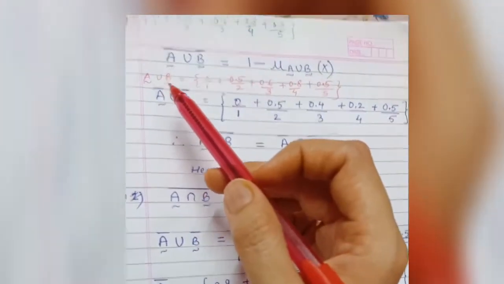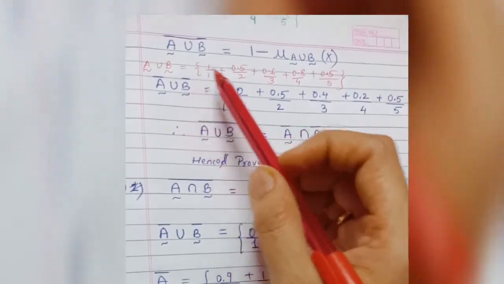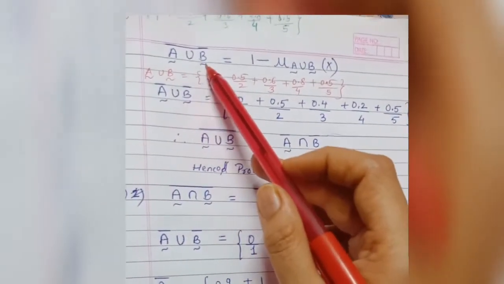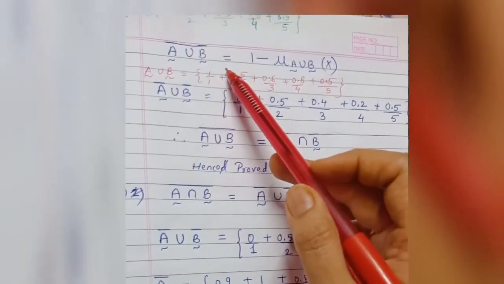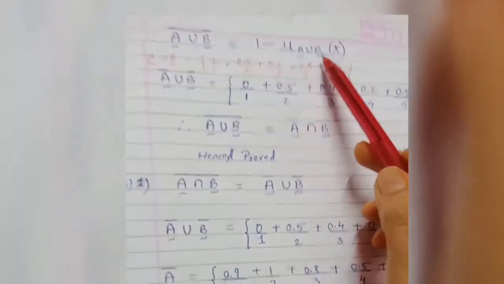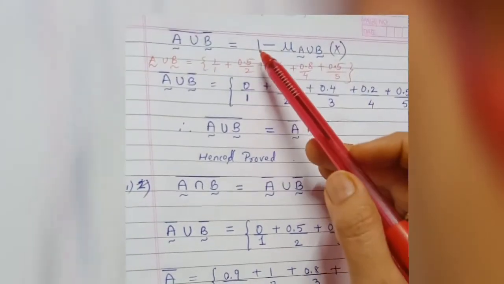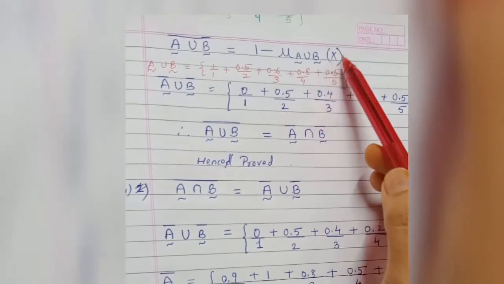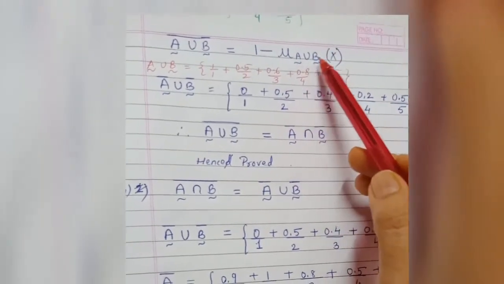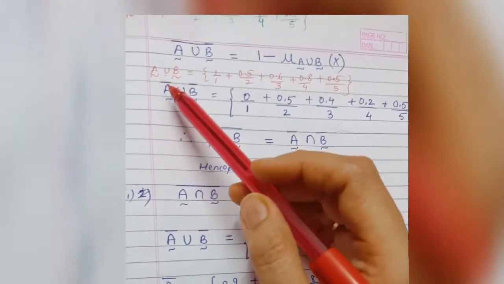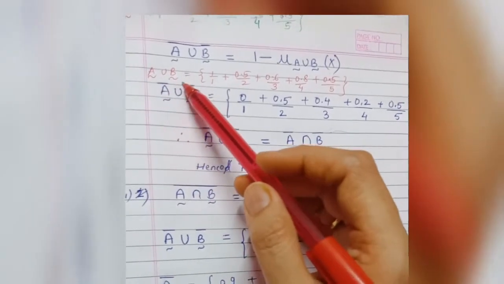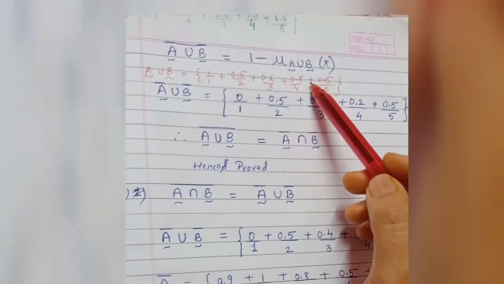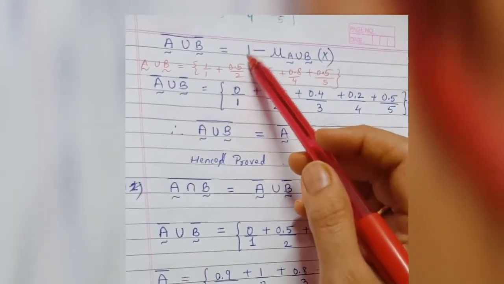Now to calculate the LHS of De Morgan's first principle, that is A union B whole complement, we have to calculate 1 minus mu A union B of x. That is, we have to subtract from 1 the A union B. Mu A union B of x is nothing but A union B. We already calculated A union B, the set I have written in red color. We have to subtract each element from 1.